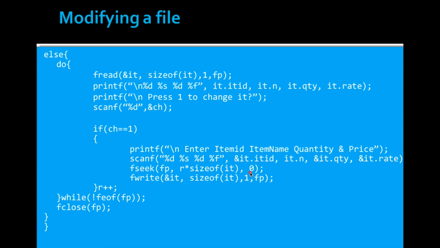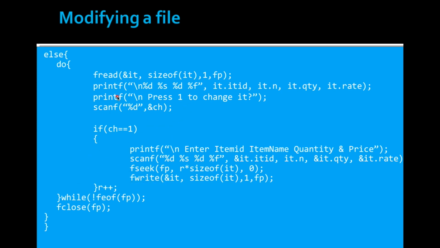So 0 means from the beginning, with the current pointer fp, and we are writing to this file. This process continues. If you want to modify the data, then press 1, and r plus plus. If you don't want to modify, then press 0. But this is the most important: we have to move to the specific location with the help of the fseek function, and then we have to call fwrite. Because it is in a do while loop, it is going to perform this operation repeatedly.